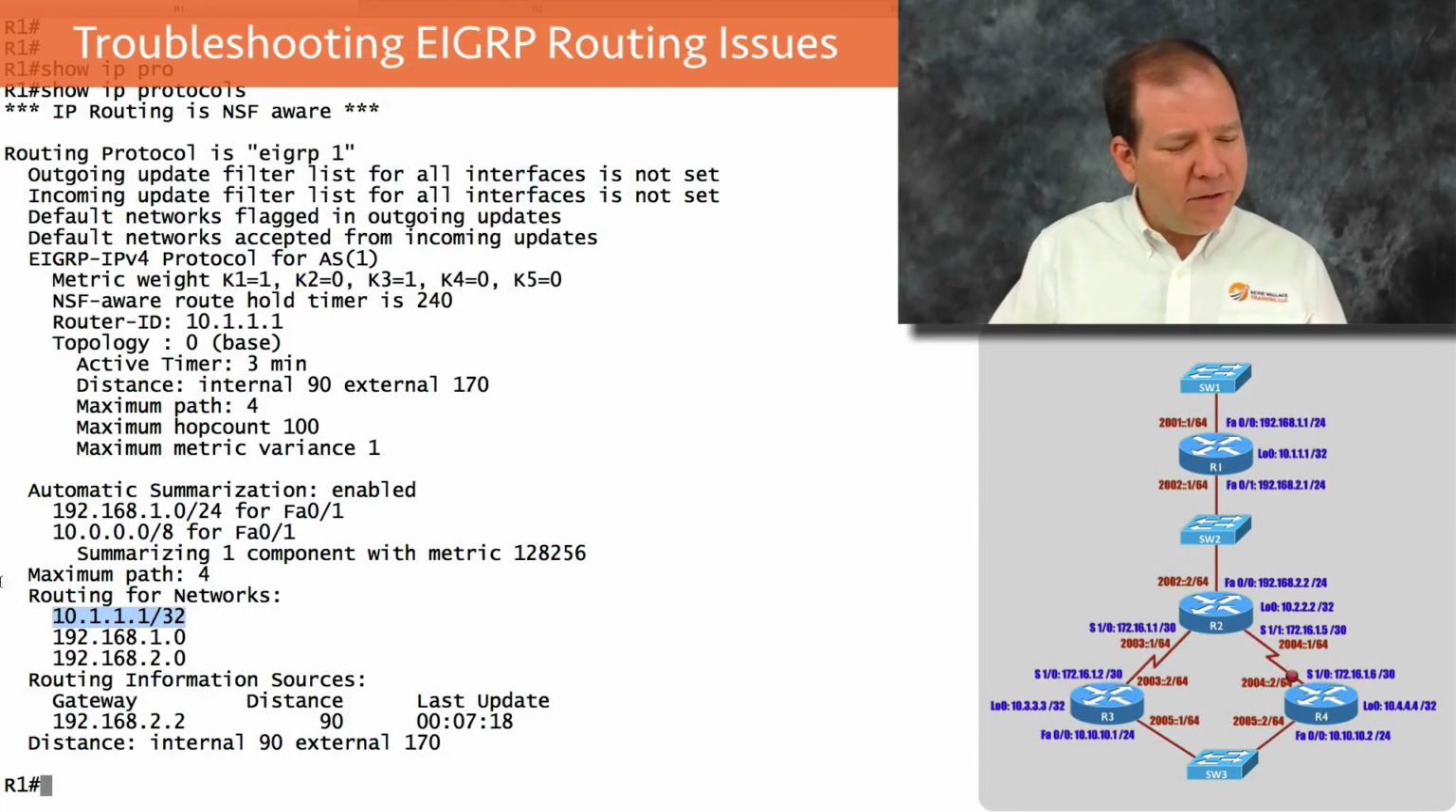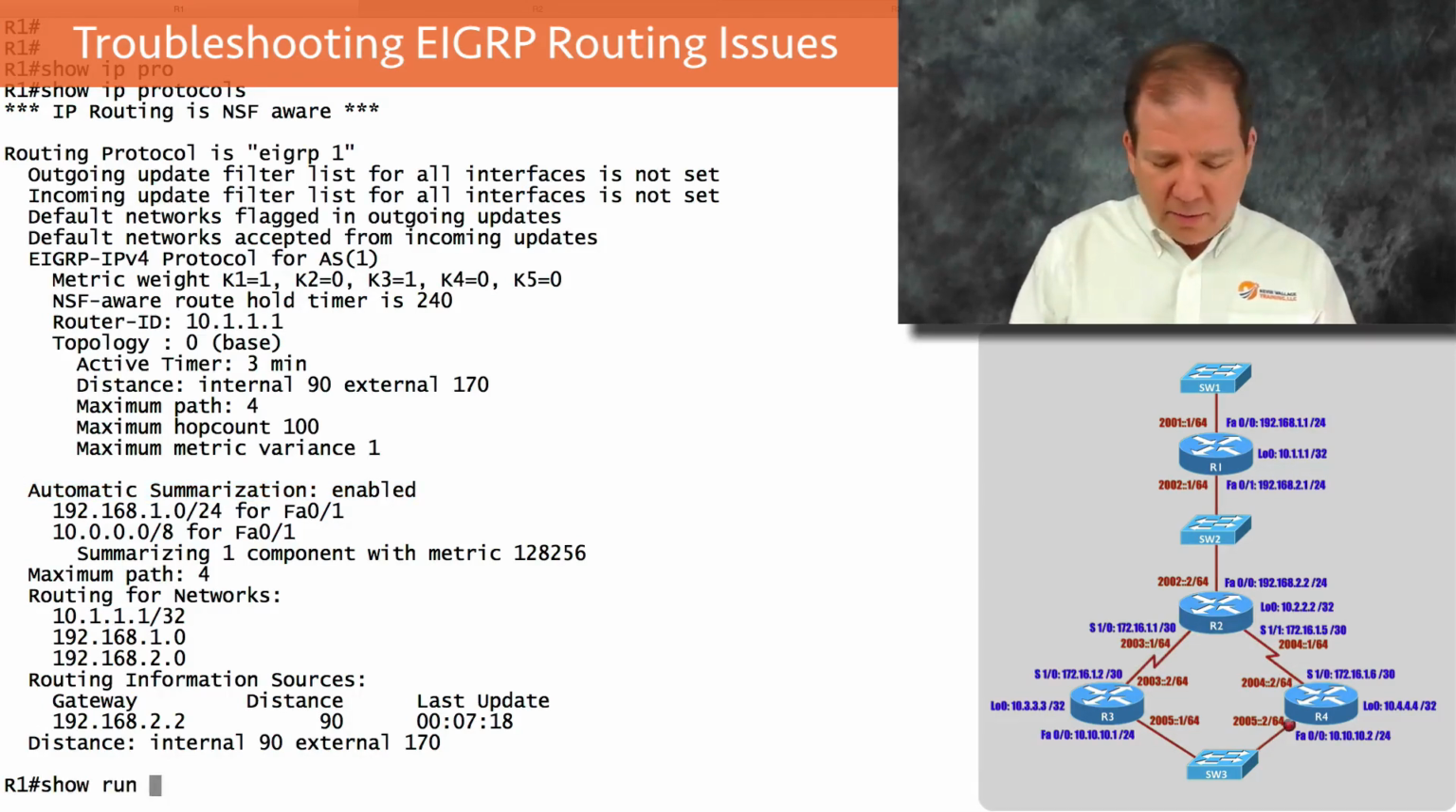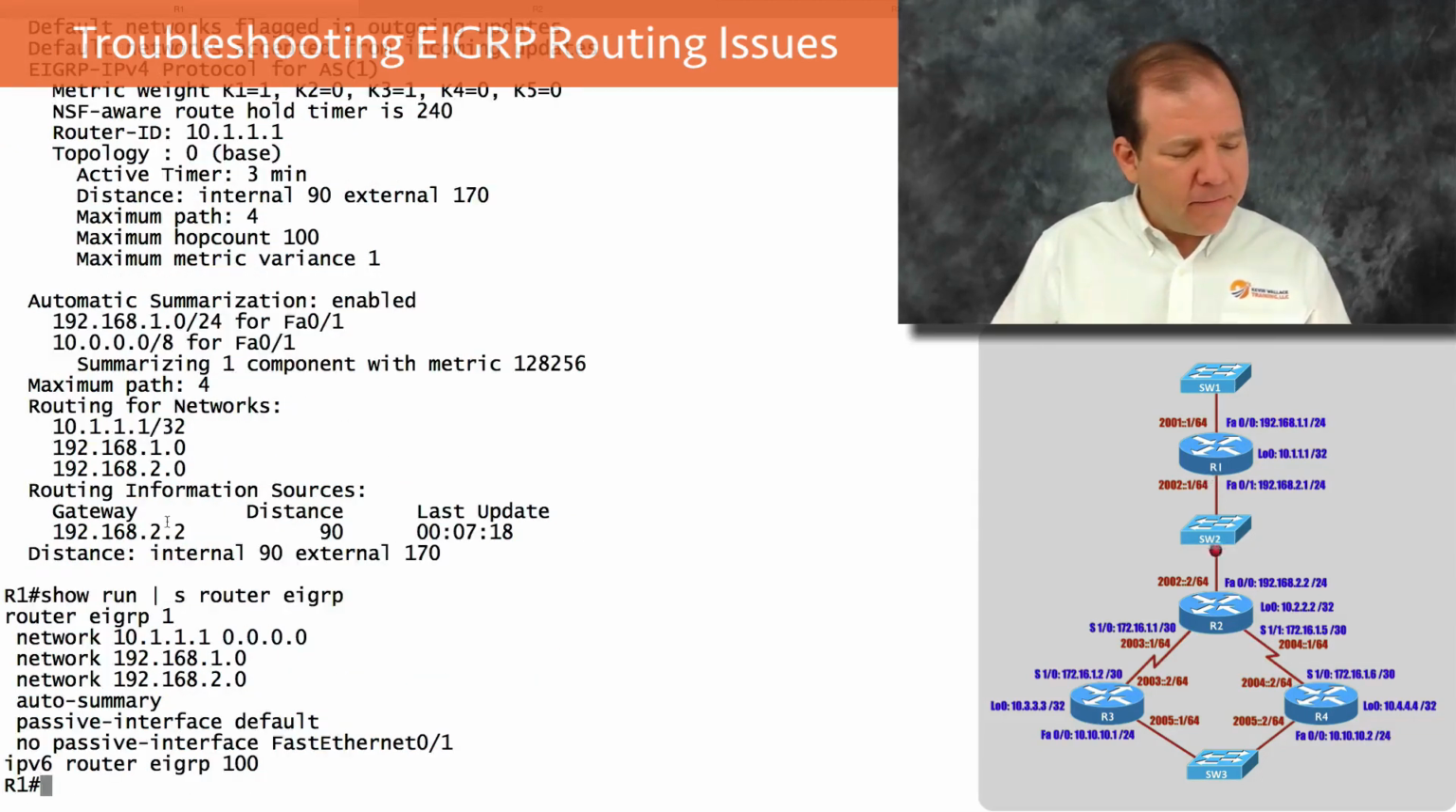Did you notice this? Did you notice that automatic summarization is enabled? The auto-summary command must be given under the EIGRP configuration. Let's take a look. Let's do a show run pipe section router eigrp. Yeah, you see this command right there, auto-summary. Instead of advertising a subnet of 10.0.0.0/8, I'm summarizing it, and I'm advertising the classful network.